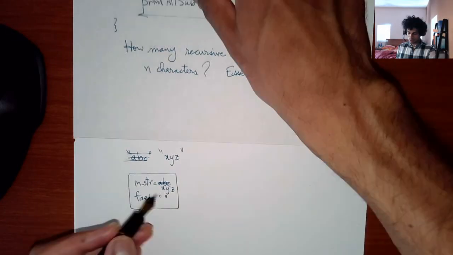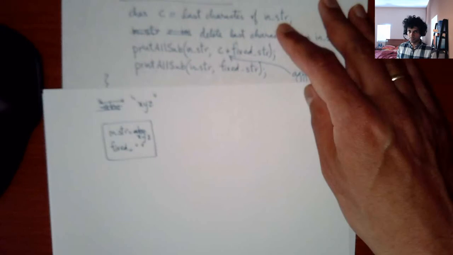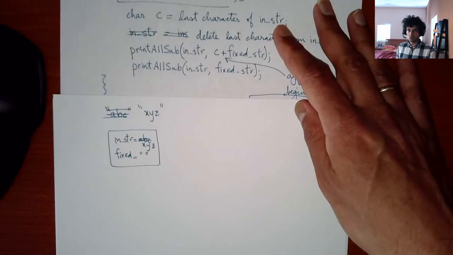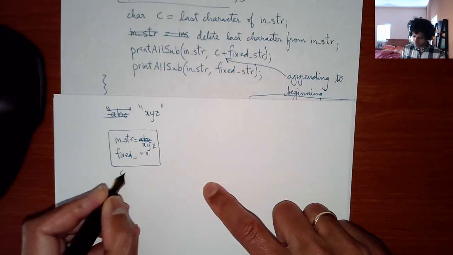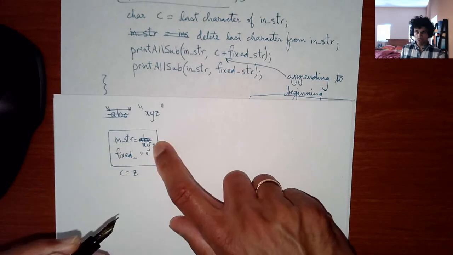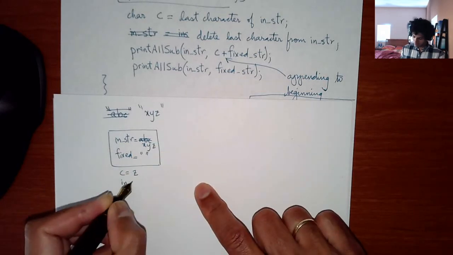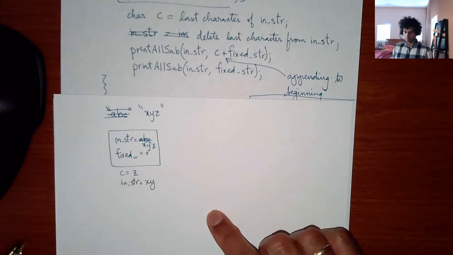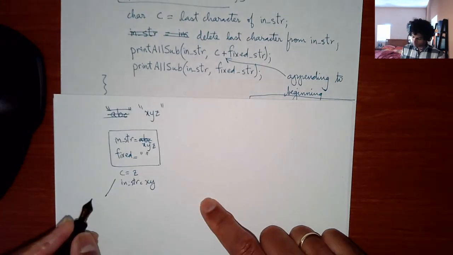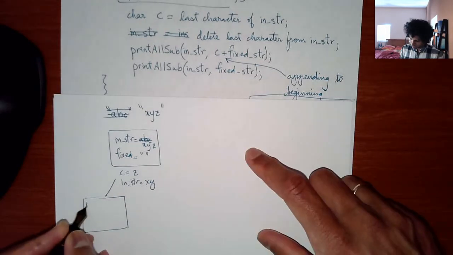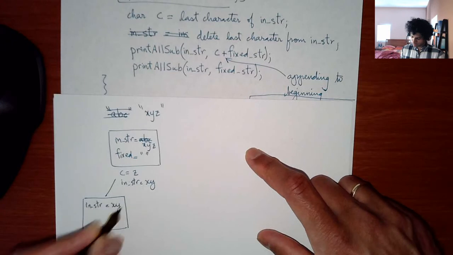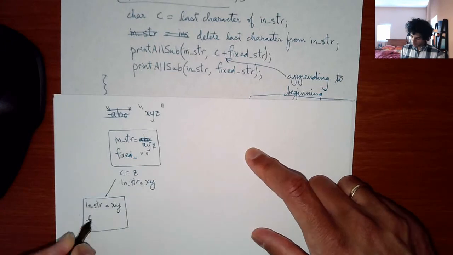Okay, so let's go here now. This is sort of the main logic. What is the last character of the input string? That's Z. So C is going to be Z here. We are going to delete the last character from the input string, so the input string is going to become XY. Now we make one recursive call. In that recursive call, the input string is XY. The fixed string is going to be Z.